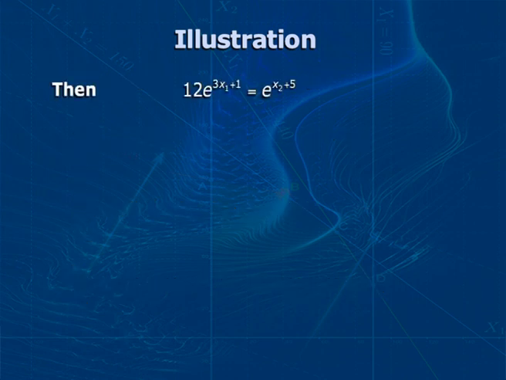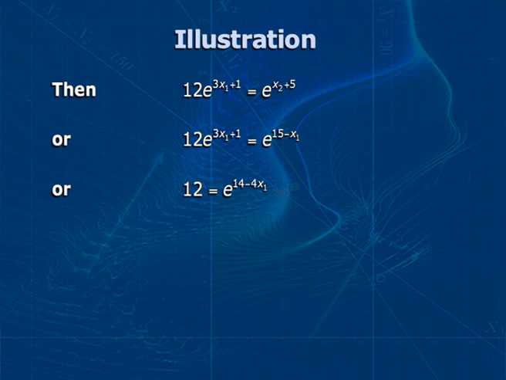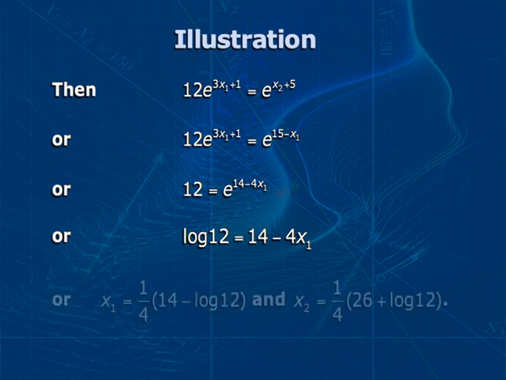Then 12e^(3x1+1) = e^(x2+5), or 12e^(3x1+1) = e^(15−x1), or 12 = e^(14−4x1), or log 12 = 14 − 4x1, where x1 = (1/4)(14 − log 12) and x2 = (1/4)(26 + log 12).